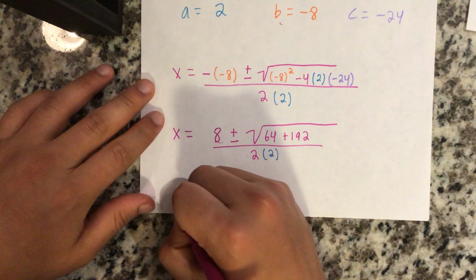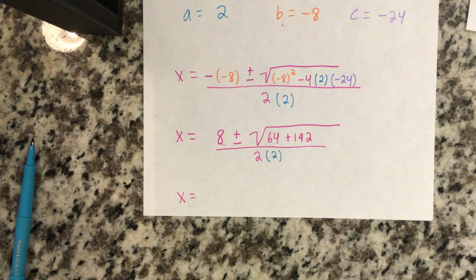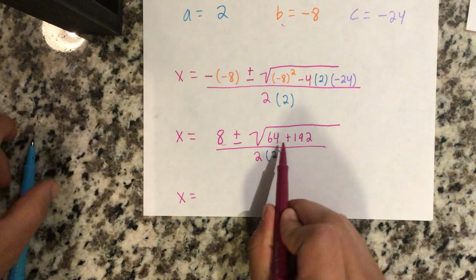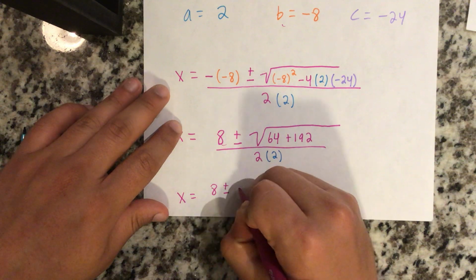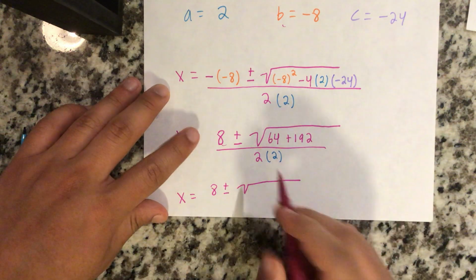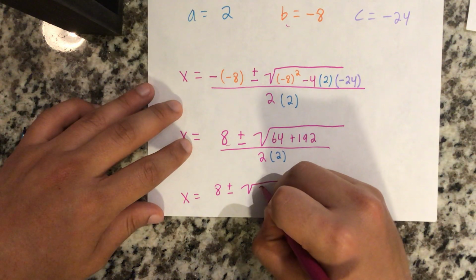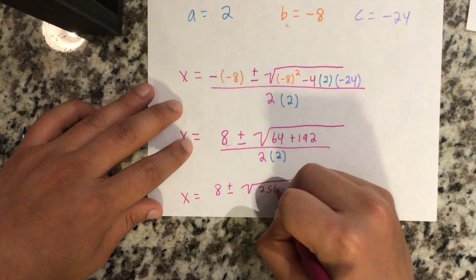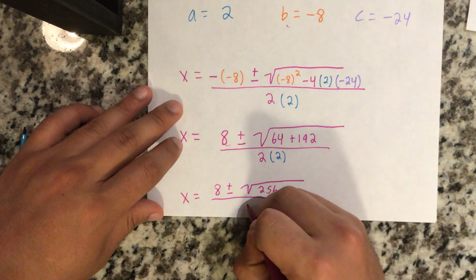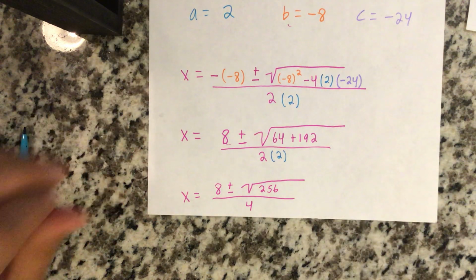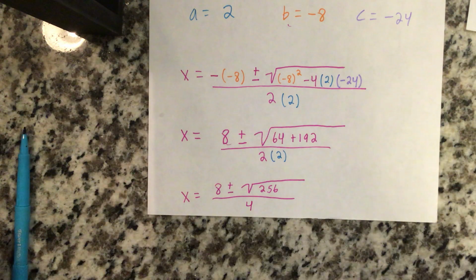So next, x equals, okay? The top row is going to stay exactly the same. Except now we can combine this, okay? So I have 8 plus or minus the square root. We can take care of this, right? What's 64 plus 192? If you have a calculator, 256. Over 2 times 2 is now 4, okay? So it's getting smaller and smaller as I get down, if you can see that.